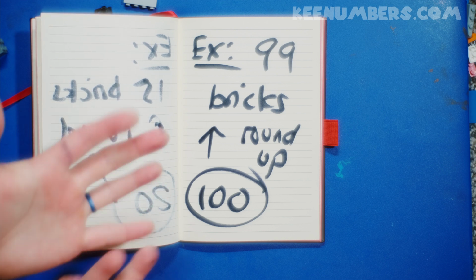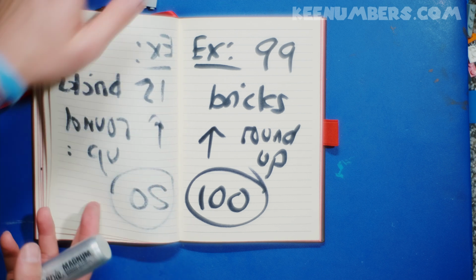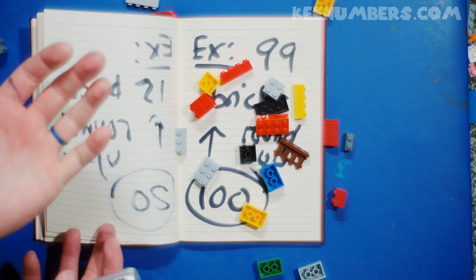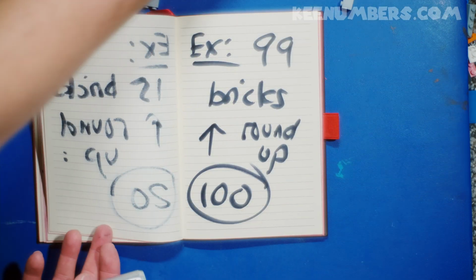Why do we do this? It's a way to talk about numbers and make it as easy as possible, especially when you're dealing with a large number.